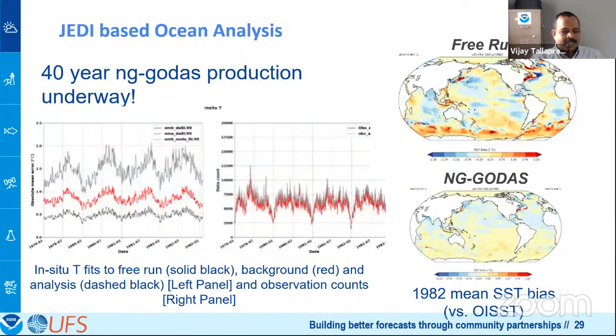The ocean analysis, we are actively working on a 40-year reanalysis using the next generation global ocean data assimilation system. This is also based on JEDI. The production is almost complete. This will help CPC to advance their monitoring tools, as well as provide a basis for future coupled model data assimilation systems to represent the SSTs and the ocean conditions. This system is going to have a 40-year reanalysis starting from 1979, and this data will also be made available to the public for research and development purposes.